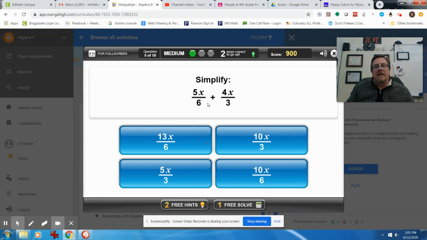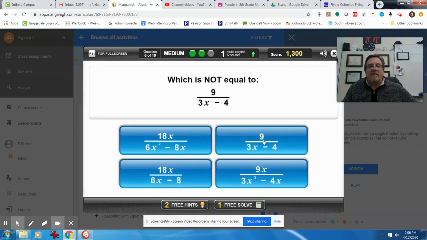Simplify. These numbers are not the same, but I could get a 6 over here if I multiplied by 2. So we'll multiply the top by 2 to get 8. And what's 5x plus 8x? 13x over 6 is what they said. Which is not equal to this.